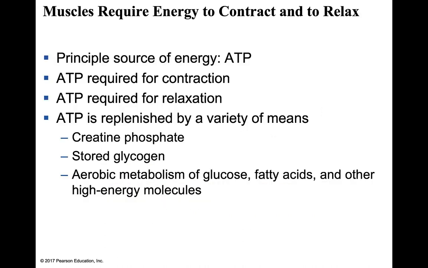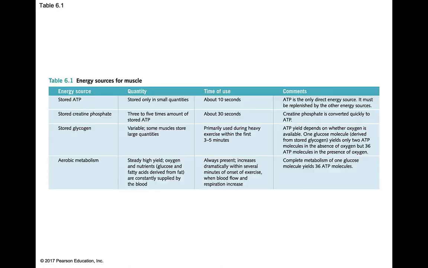Now, this is going to require ATP. ATP is required for the actual contraction. It's required for the relaxation. Now, there are a number of mechanisms by which ATP is replenished. This is happening all the time. We have creatine phosphate, which is a phosphate reservoir. We have glycogen that's stored within muscle and the liver. And the primary mechanism of generating ATP is the aerobic metabolism of glucose, fatty acids, and other high energy molecules.